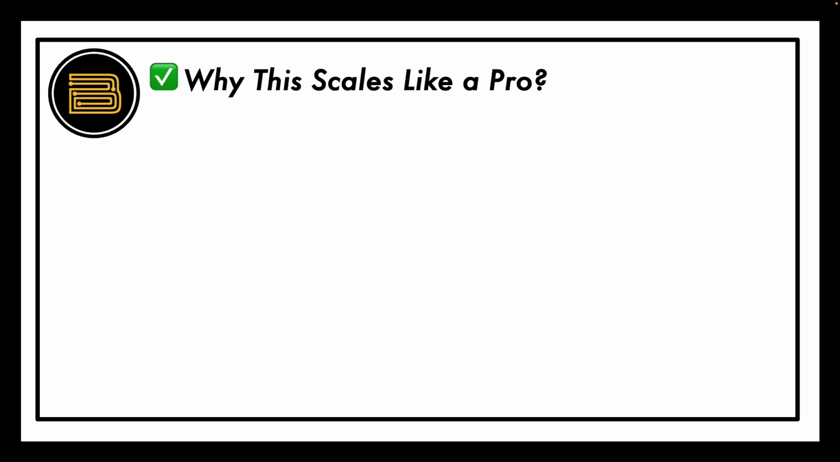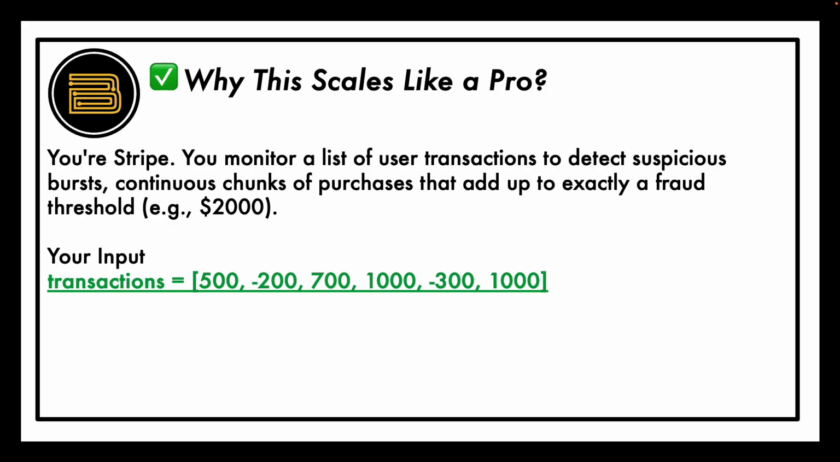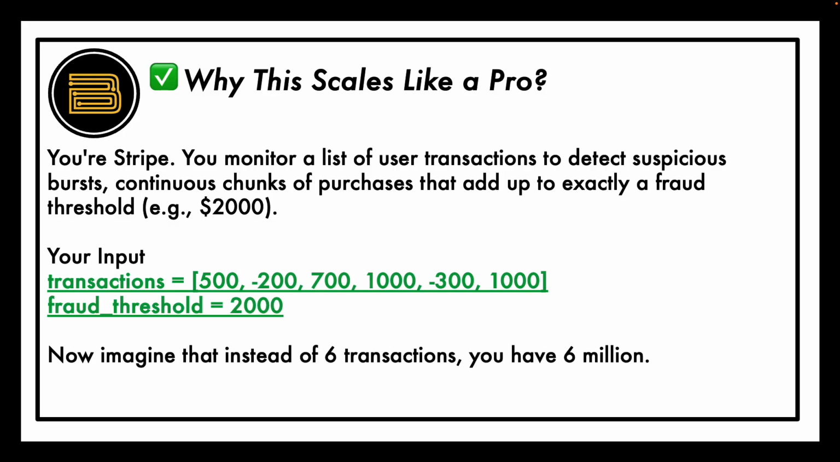Let's discuss why this scales like a pro. So at Stripe, you monitor a list of user transactions to detect suspicious bursts, continuous chunks of purchases that add up to exactly a fraud threshold, which is in this case 2000. And our input, as we know, is the list of transactions, and the fraud threshold is 2000. So now imagine, instead of checking 6 transactions like we just did, imagine we had 6 million.